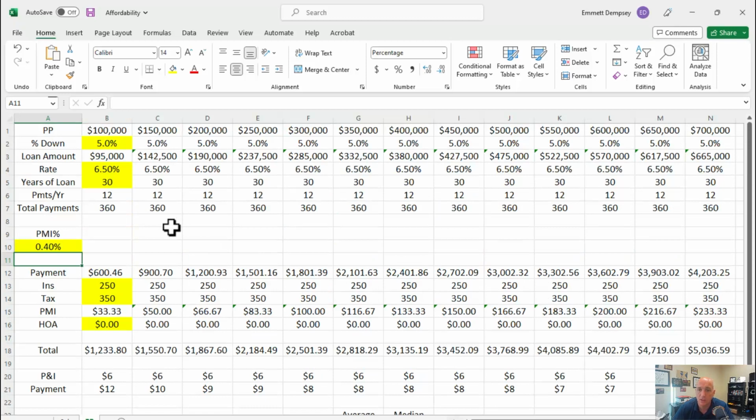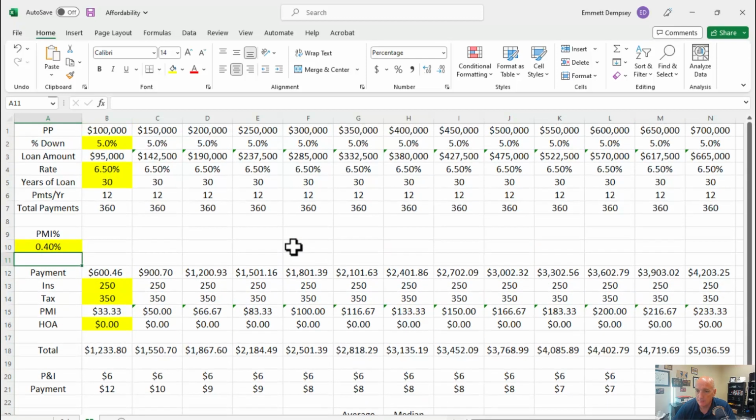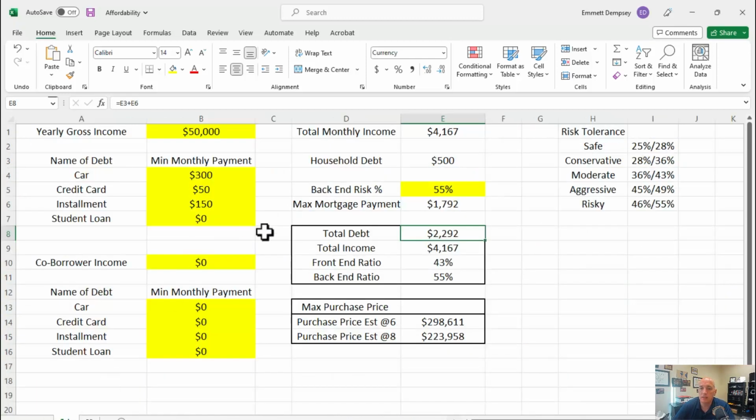So usually for a 5% down model, that's kind of in the ballpark from $6 per thousand, and then about $8 tops. So that's kind of what it'll be. All right, so I go into this other spreadsheet here. Now this is for a live client.